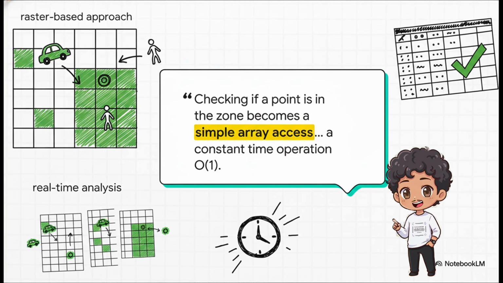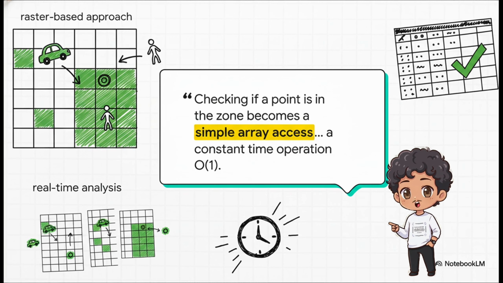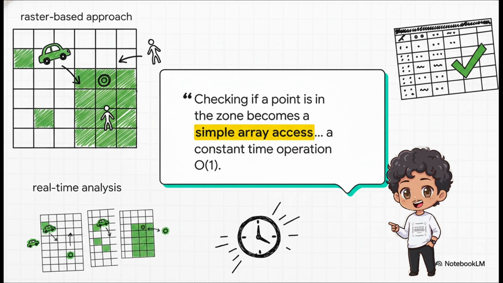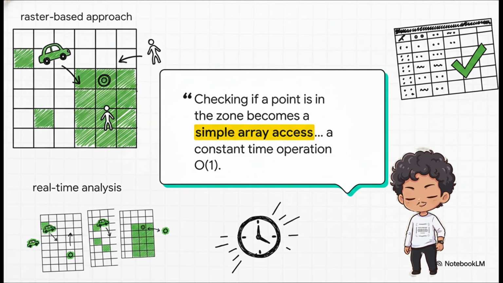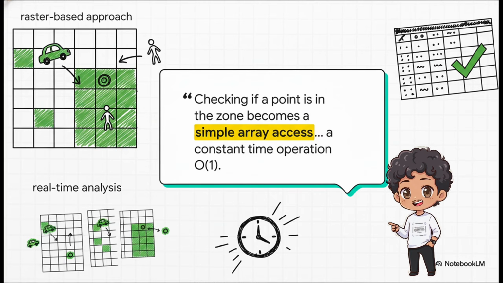As this report says, checking if a point is in the zone becomes a simple array access. What does that mean? It means checking if an object is inside is as fast as looking up a cell in a spreadsheet. It's what's called a constant time operation. And that means it takes the exact same tiny fraction of a second, whether your zone is a simple box or some super complex, crazy shape you drew. That efficiency, that's what makes this whole thing possible in real time.